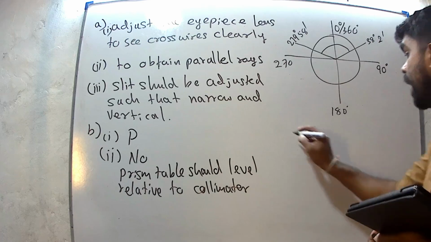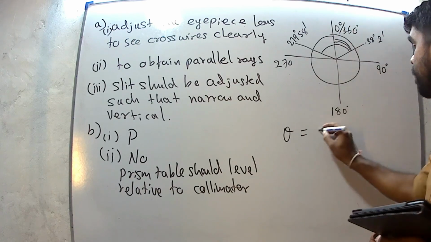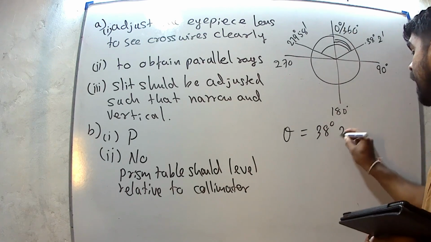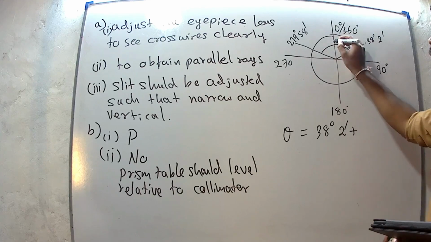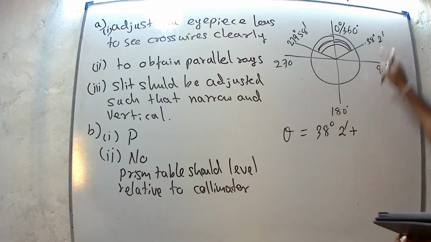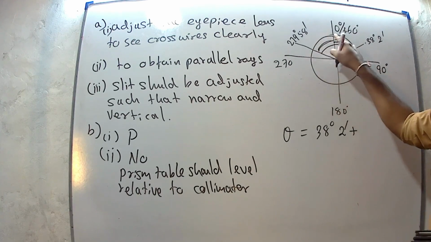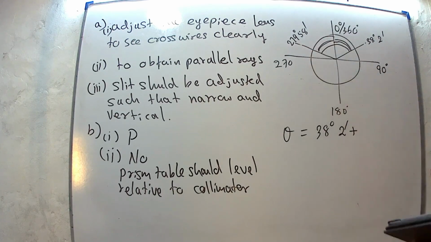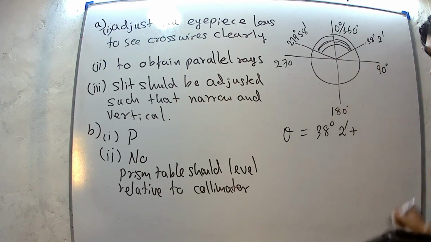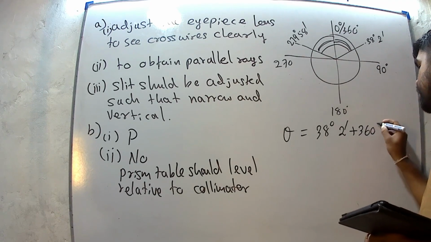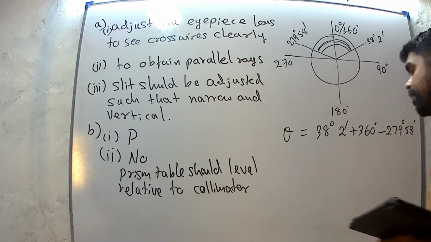Then we have to get the theta value. 38 degrees and 2 minutes is this angle. We have to add this part to this angle. When adding this part, it is 360 minus this value. This value represents the angle from 0 to this point. Then 360 degrees minus 279 degrees and 58 minutes.